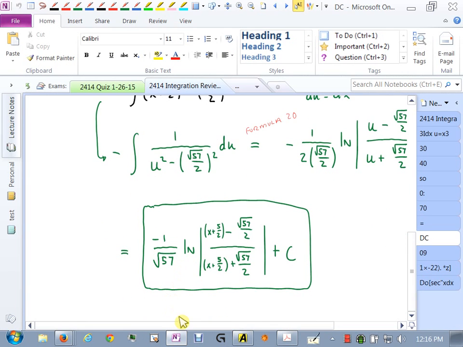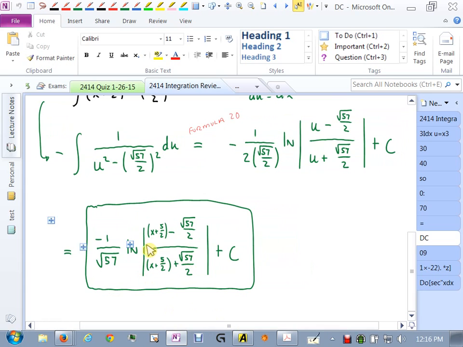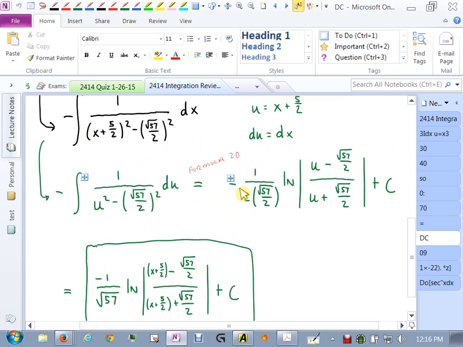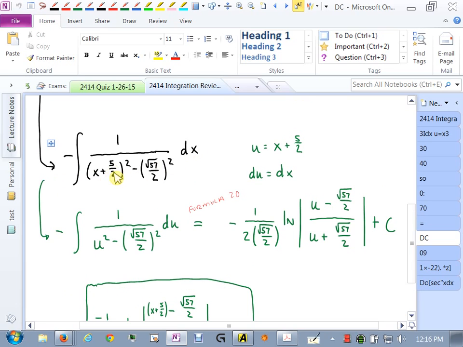Here's what it would be worked out right there. I'm using the negative from out front here. Here's formula 20: 1 over 2 times A, natural log of U minus A over U plus A. By the way, I made a substitution in here. You don't have to. Because it's linear and there's a 1 in front, you don't have to make the substitution. I did it just to really stress where this formula is going to come in.